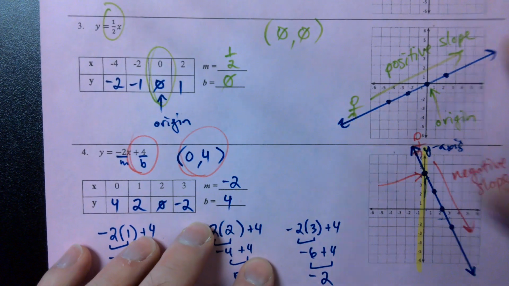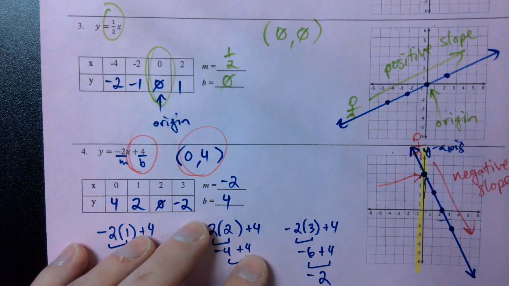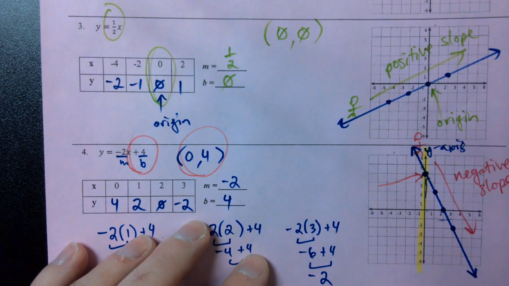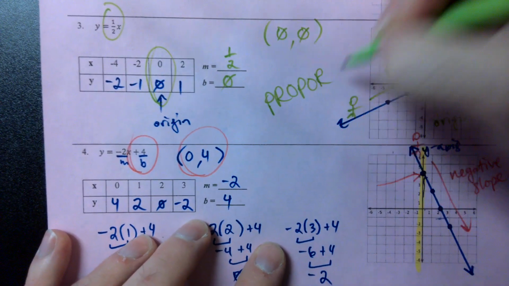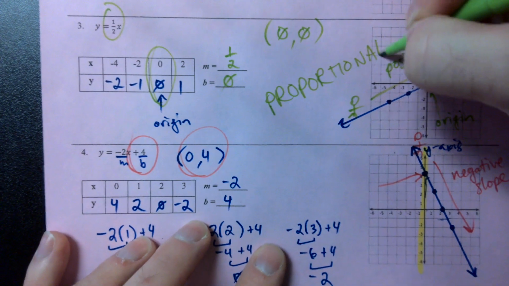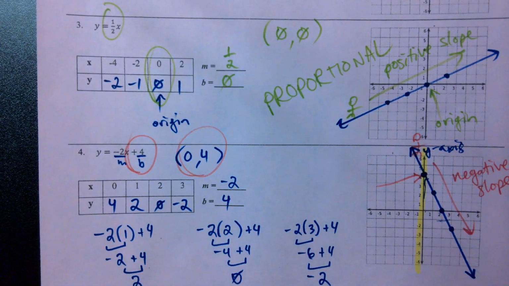Anyone remember what we call a straight line that goes through the origin? Starts with a P. Proportional. This is proportional. It's the first week of lessons, right? So a straight line through the origin is proportional.